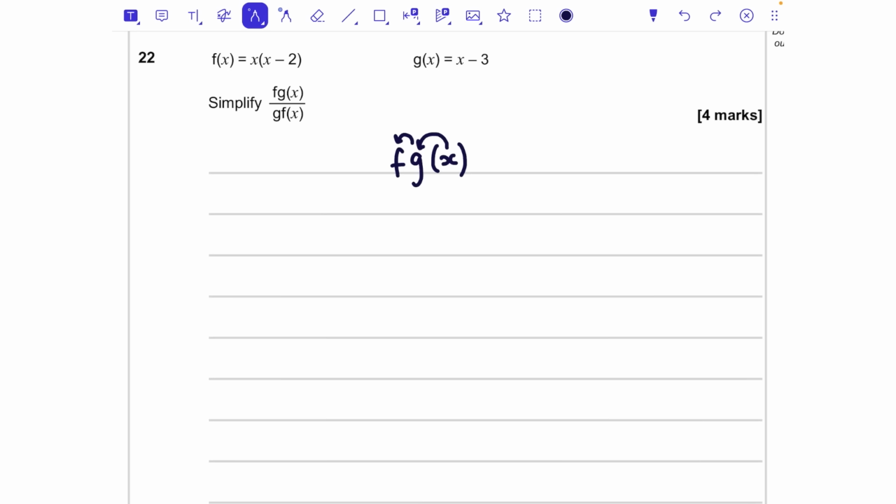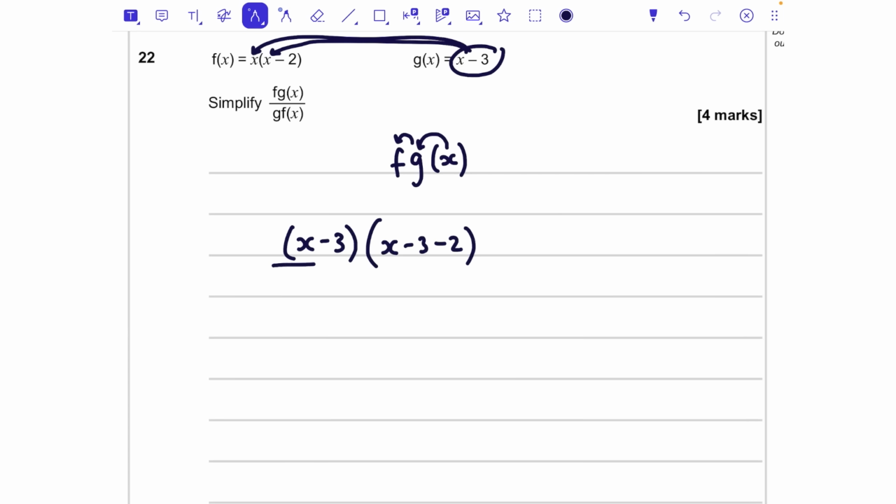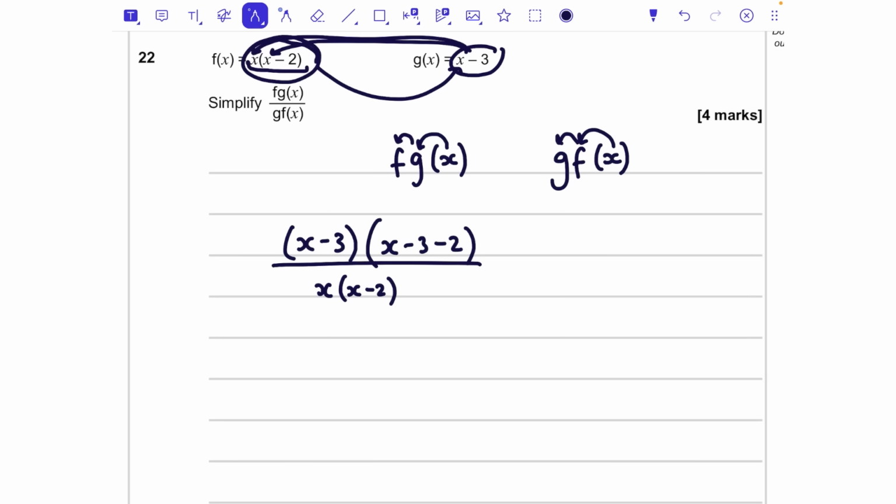I'm then going to take x minus 3 and put it into f. Now you put it into both places that you see the x. So it's going to be x minus 3 lots of x minus 3 minus 2. So that's the numerator and we'll simplify that in a minute. Now on the denominator we're doing it the other way round. g of f of x. So we're putting x into f and then we're taking that and putting it into g. So x into f gets us this, x minus 2, and then we're putting that into g. So we're picking all of this up and putting it here. So it's going to be x minus 2, take away 3.